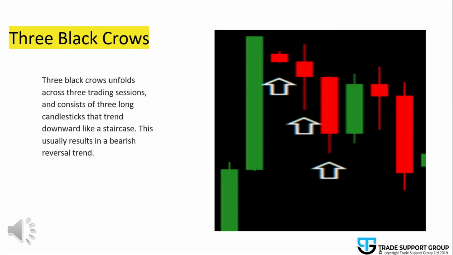The 3 black crows are the exact opposite of the 3 white soldiers. They unfold across 3 trading sessions and consist of 3 candlesticks that trend downward like a staircase. This usually results in a bearish reversal trend.